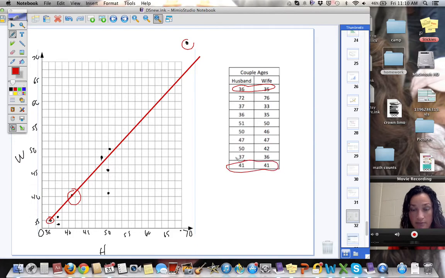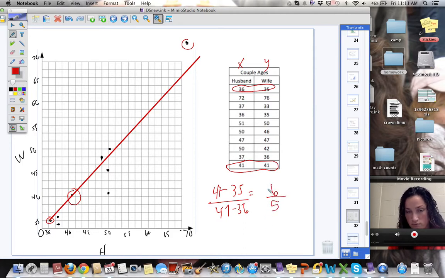And I'm going to find my equation. This is what we were practicing on our dailies. So this is like x and y. So y2 minus y1 over x2 minus x1: 41 minus 35 over 41 minus 36. So this would be 6 over 5. So then my slope is 6 over 5.